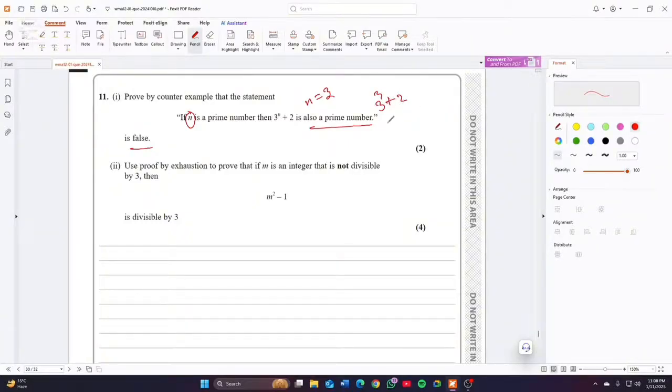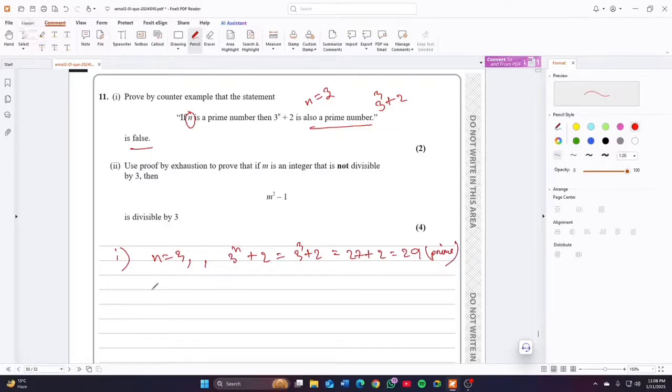So let's just do this. You have to do this by trial and error method. Say n equals 3, for that 3 to the power of n plus 2 will be equal to 3 cube plus 2. We know 3 cube is 27. 27 plus 2 is 29, and this is indeed a prime number.